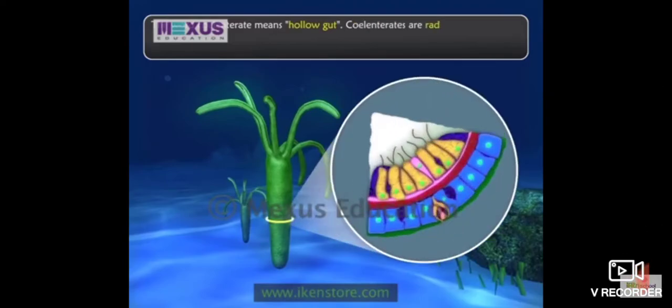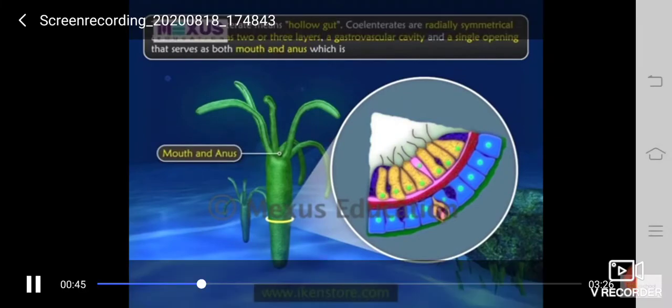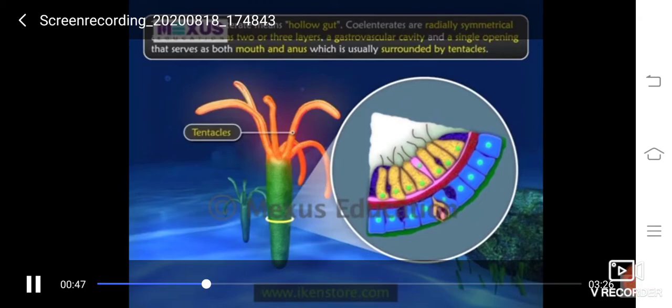Coelenterates are radially symmetrical, and their body has 2 or 3 layers, a gastrovascular cavity and a single opening that serves as both mouth and anus, which is usually surrounded by tentacles. See, mouth and anus is one only over here, okay?